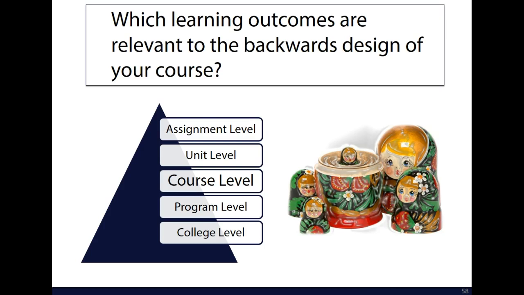So there's a whole bunch of different learning outcomes that are relevant to your class and to backwards design. There are probably college level learning outcomes, program level outcomes. We're going to focus mainly on course level outcomes today. And if you come back for part 2 next week, or if you watch the video, we'll focus more on unit and assignment level. But there are all kinds of outcomes, and backwards design would be relevant, or should be relevant, to all of them.